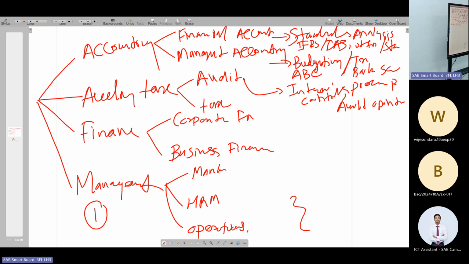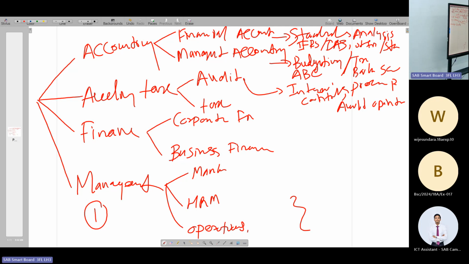The other one is tax. If it is tax, what may be the sub areas? Corporate tax, partnership tax, tax compliance, tax regulations. What else? Tax system. Likewise, you have the sub areas within taxation. You need to identify them.